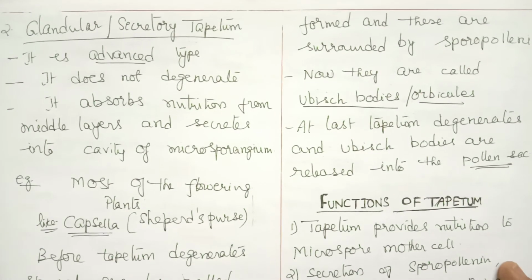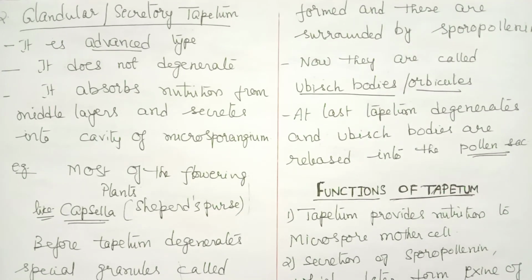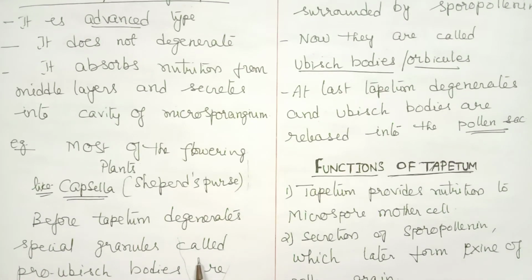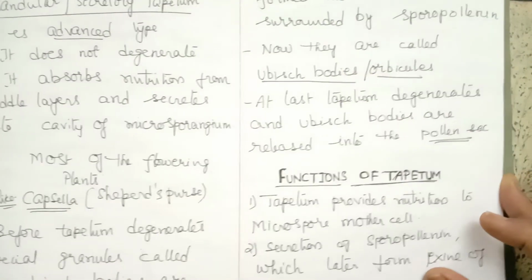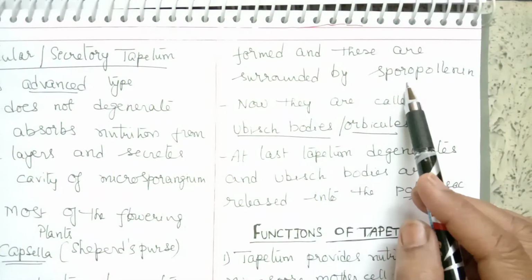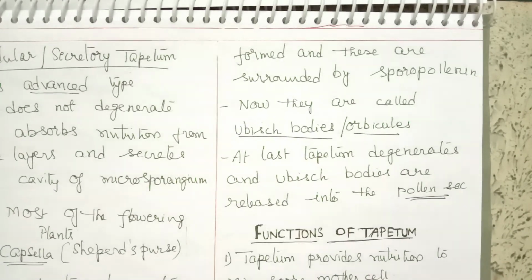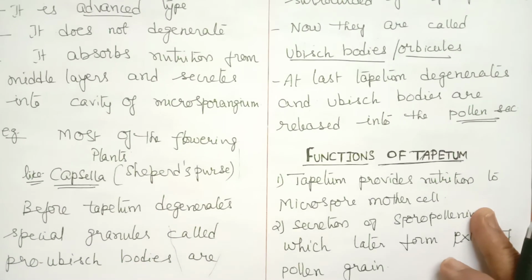After the tapetum provides nutrition to the sporogenous tissue, it starts degenerating. But before the tapetum degenerates, special granules called Ubisch granules or Ubisch bodies are formed, which are surrounded by sporopollenin. So this is a very, very important point. Before the tapetum actually degenerates, special granules are formed inside the tapetum, and these are called Ubisch bodies.